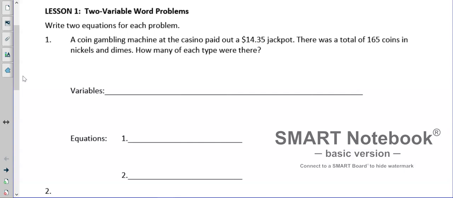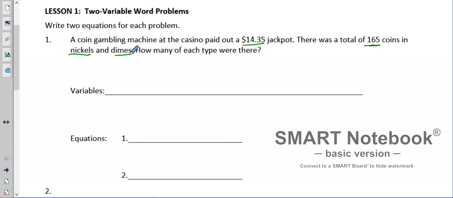All right, so real world problem here. We have a coin gambling machine at the casino that paid out $14.35 in a jackpot. There were 165 coins, that's very important, so is this number, in nickels and dimes, also very important. How many of each type were there?